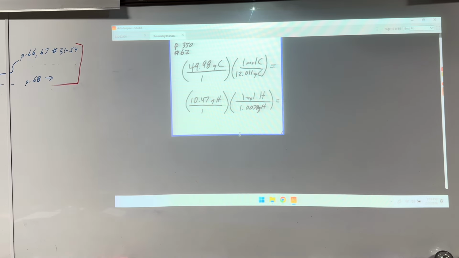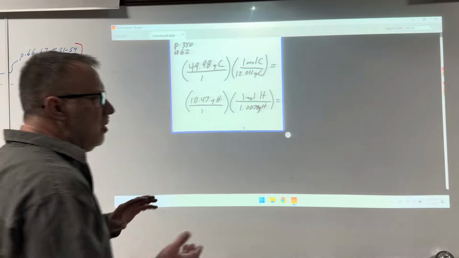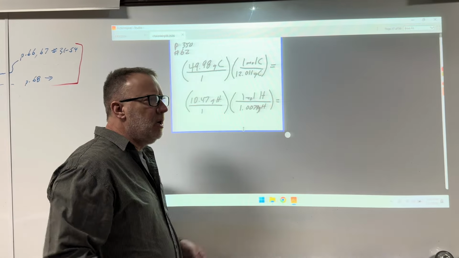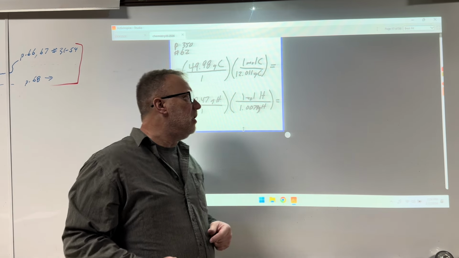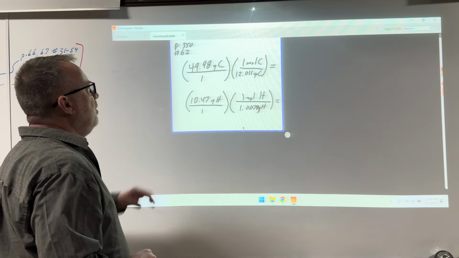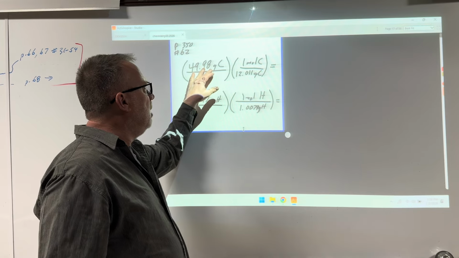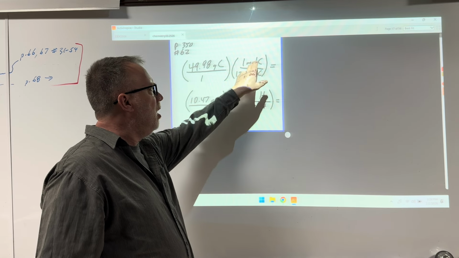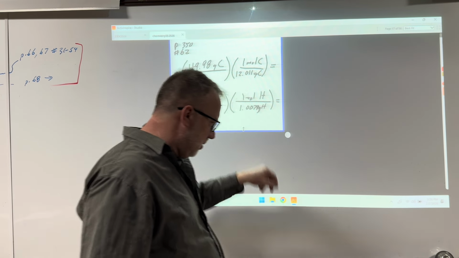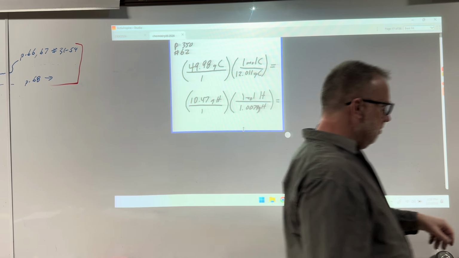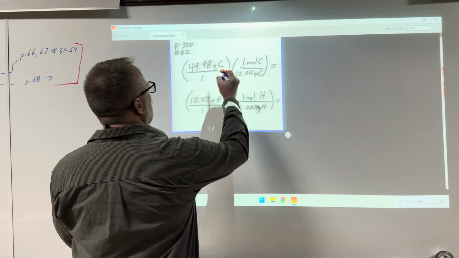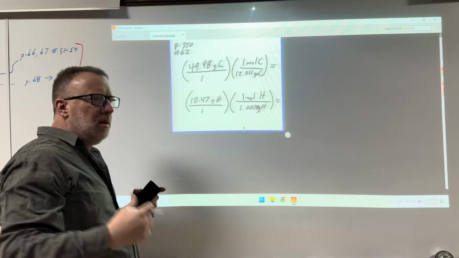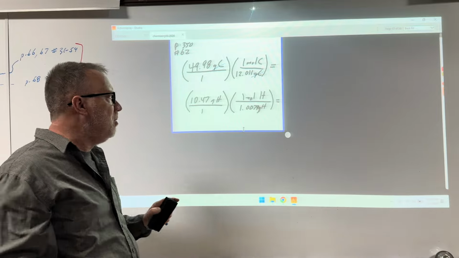If you had those in percents, you'd have to pretend you had 100 grams and make those grams and then go to moles. And then once you go to moles, you're almost home free because you can go to mole ratio and start figuring it out. So if you have 49.98 grams of carbon, and there's 12 grams of carbon per mole, grams carbon would cancel grams carbon. Please do canceling when you do figuring this out. It'll help you out a great deal.